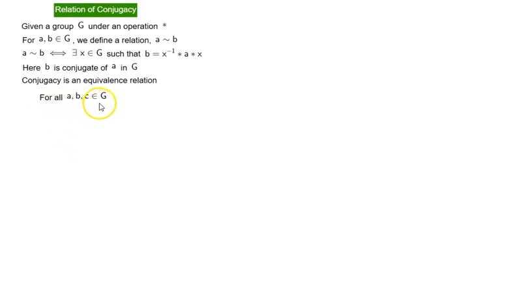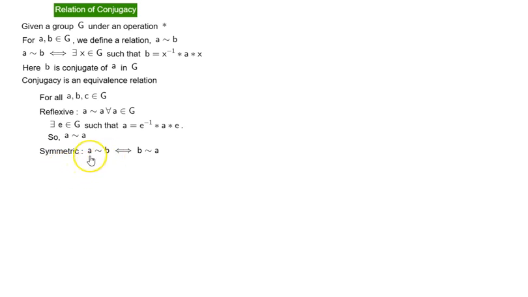So for all A, B, and C in G, A is a conjugate of A for all A in G. So let's see how we can show that. There exists the identity element E in G such that A is equal to E inverse times A times E. Now, E inverse is what? E itself. E times A is A. A times E is A. So A is a conjugate of A. So that means every element of G is a conjugate of itself.